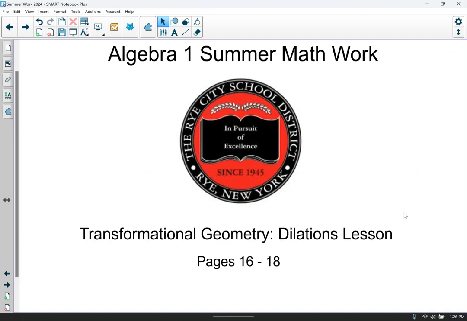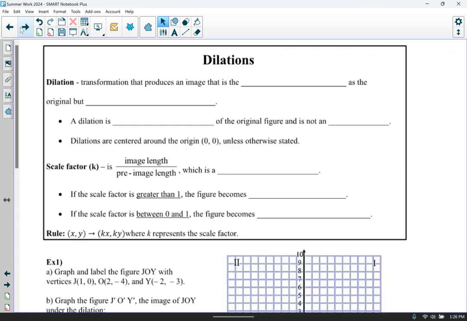In this lesson, we're looking at our fourth type of transformation, dilations, and we'll be working on pages 16 to 18 in the Algebra 1 Summer Math Packet. Okay. Dilation is our final type of transformation we're looking at.